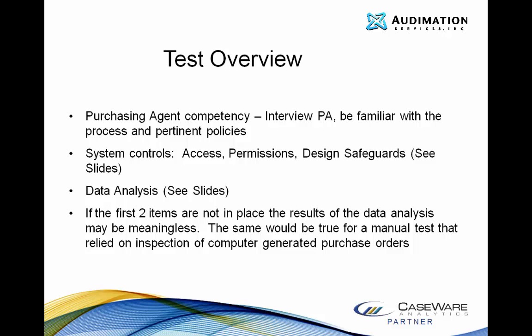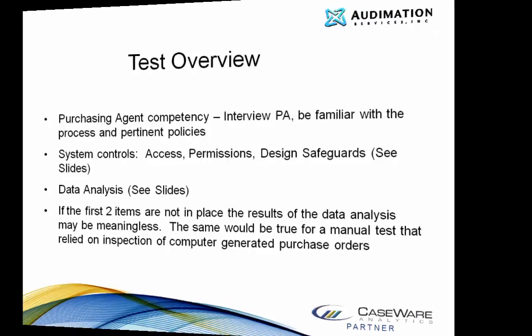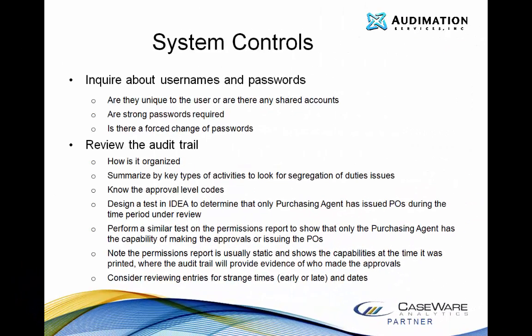And by the same token, a traditional sampling, if you're looking and saying, okay, the purchasing agent signed this PO, and especially if it's a computer-generated and signed PO, if it doesn't have those computer controls in place, that's probably not a valid test either. And if they're not competent, then you haven't proved a lot either. And the last part of it, once you're satisfied that the first two exist, is to go on and do the data analysis.